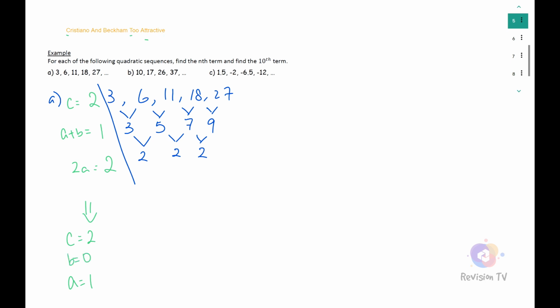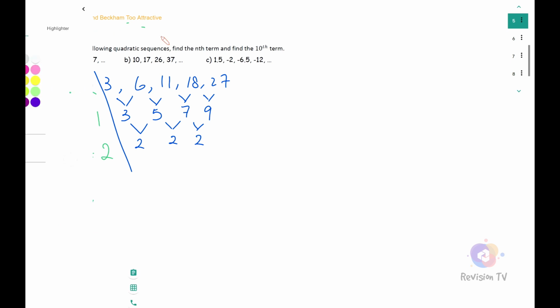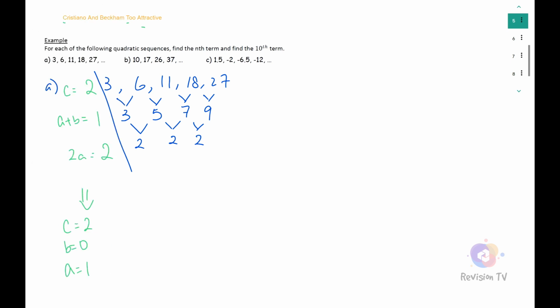Therefore, the nth term is an squared plus bn plus c.